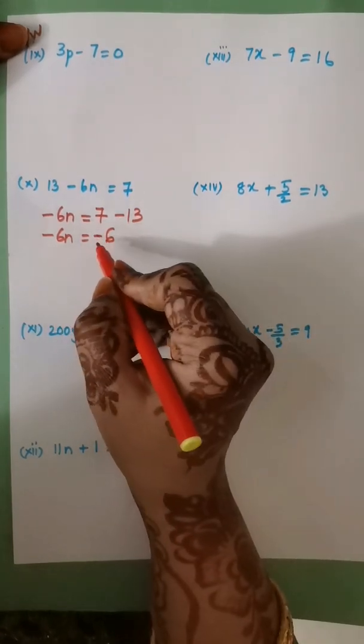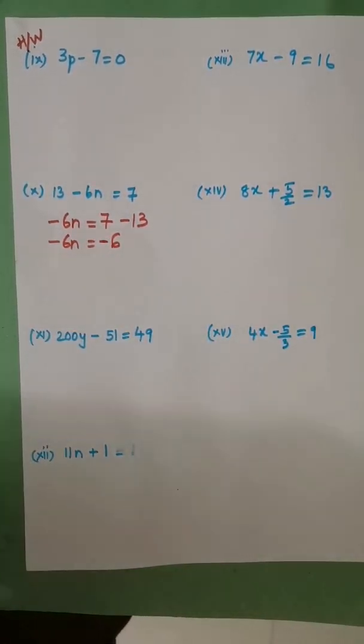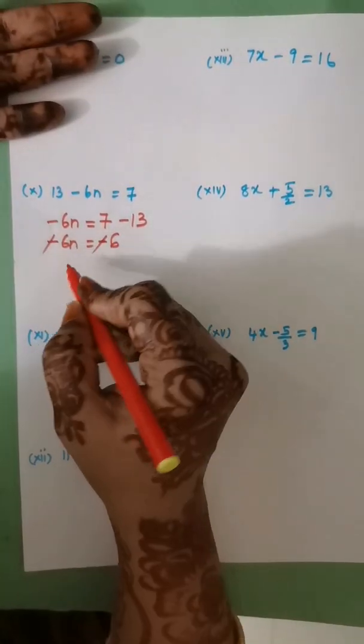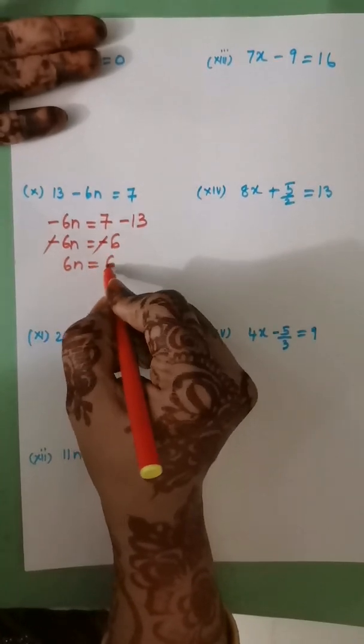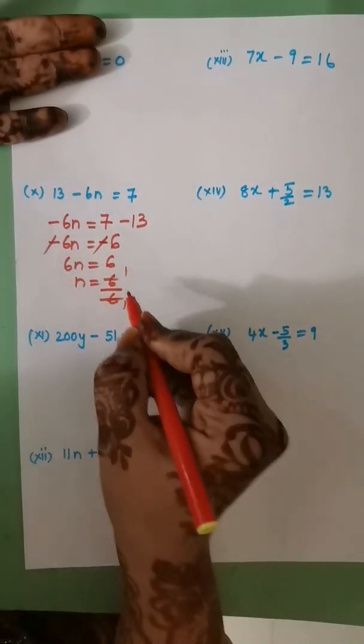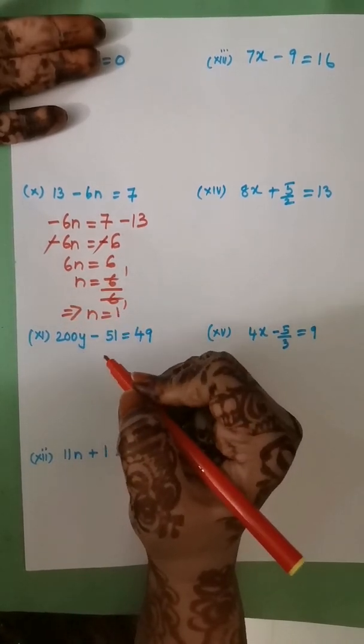Okay, here you have minus sign on both sides. When you have minus sign on both sides, what will happen? It gets cancelled. So 6n is equal to 6. n is equal to 6 by 6. 6 ones are 6. Therefore n is equal to 1 is the answer.